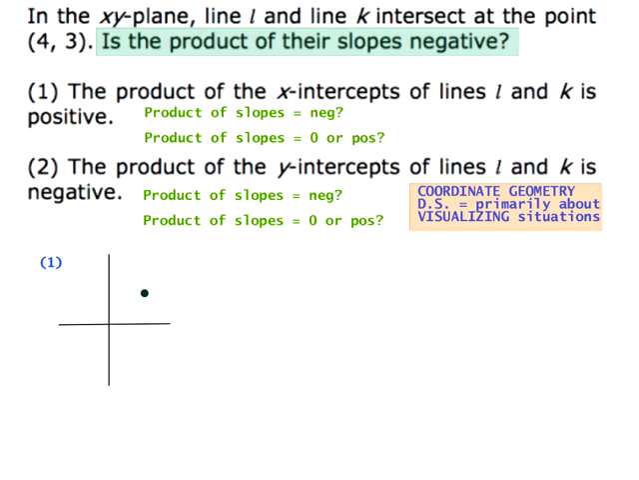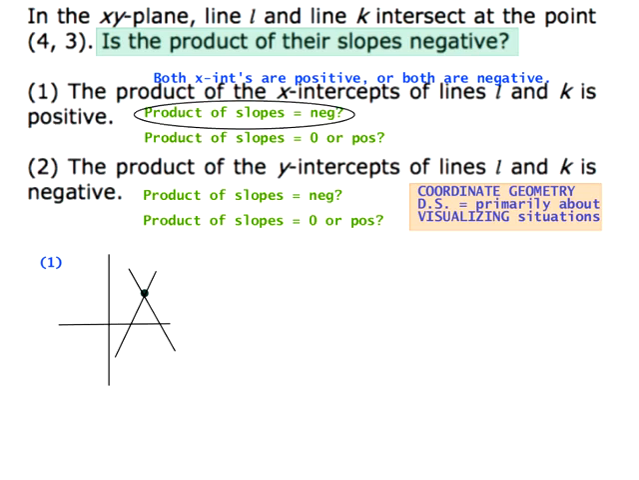That's what it means for a product of anything to be positive. You've got 2 positives or you got 2 negatives. So one way you can do this would be to just draw 2 positive x-intercepts. Like, I don't know, there's one, and there's the other one. I got a positive slope and a negative slope, so that's a negative product of slopes.